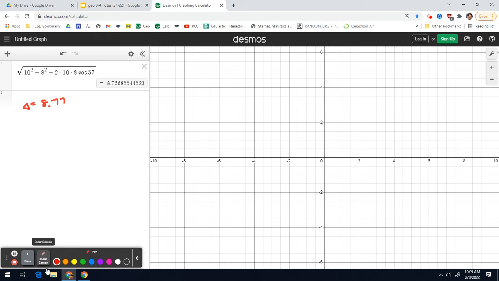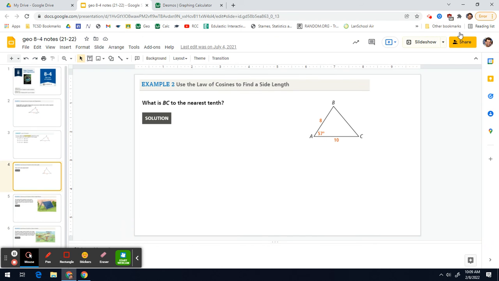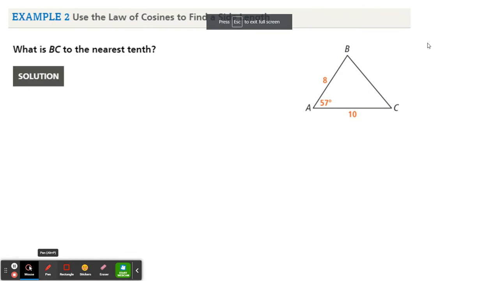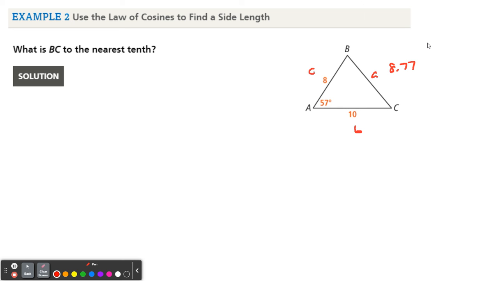Okay, all right, so let's go back to our problem. So we now know that A, which is right here, is 8.77. B is still 10, C is still 8. So now, what can we find next? Well, now we have all three sides and an angle. It would be great to do law of sines, and we could, but here's the problem. We don't know the largest angle yet. We know that the largest angle is going to be B, because it's across from the longest side, 10.